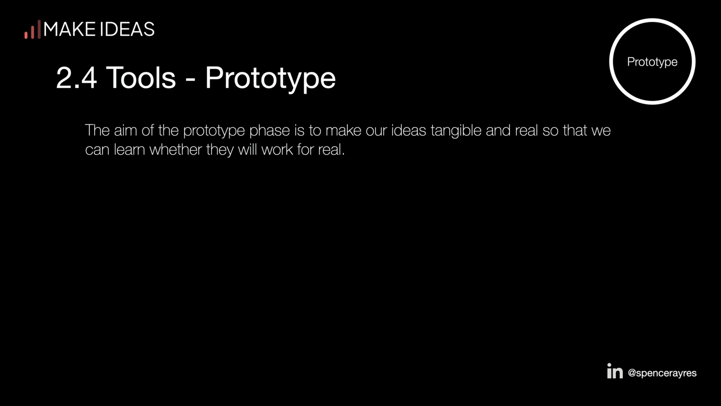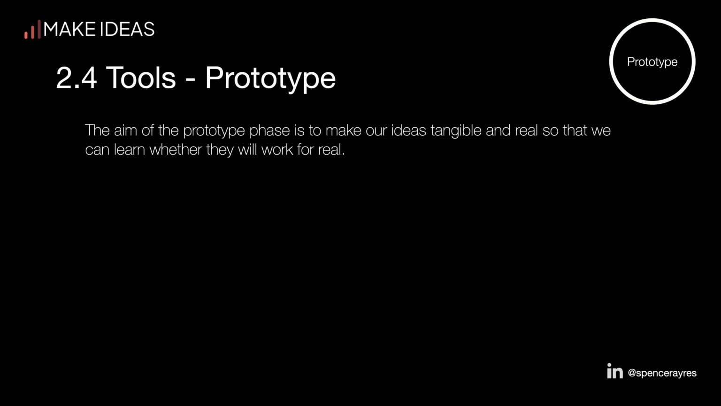Now, the 4th stage of the design thinking process or methodology is prototyping. Of course, I'm a big fan of prototyping. The aim of the prototyping phase is to make our ideas tangible, to make them real, so that we can learn whether they're actually going to work for real.